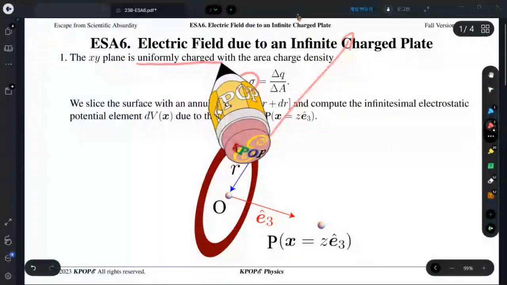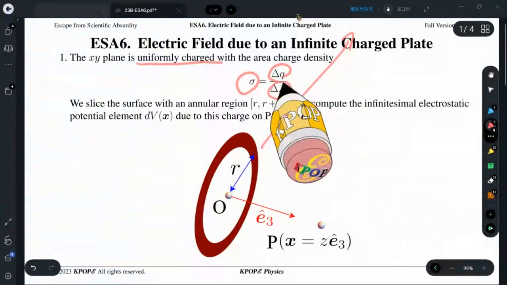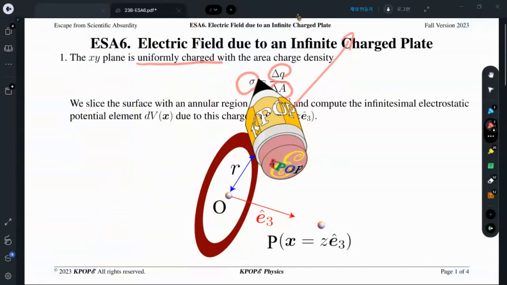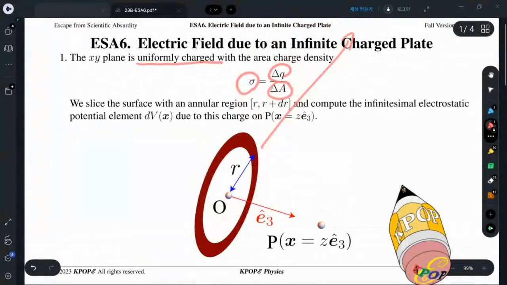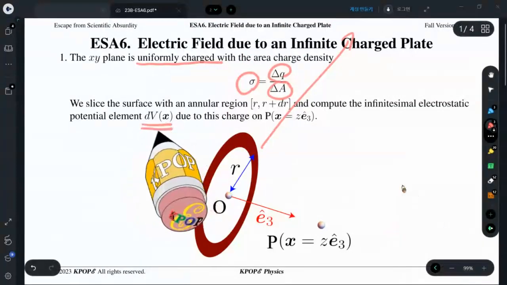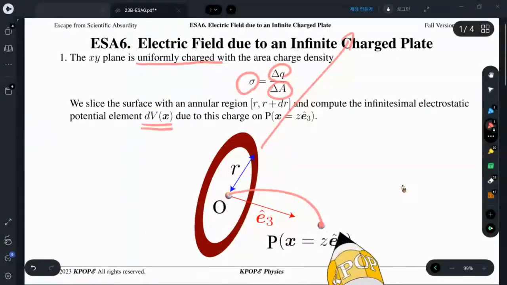Sigma is the uniform charge density per area, so delta Q over delta area will be constant. To compute the electric field is rather complicated, so we introduce the potential, and the electrostatic potential is a scalar, very simple to compute in comparison with the direct computation of the electric field. We introduce the field point.